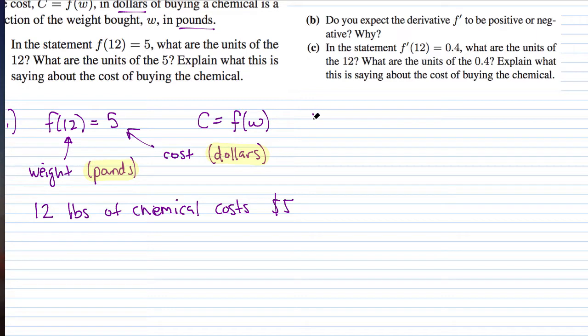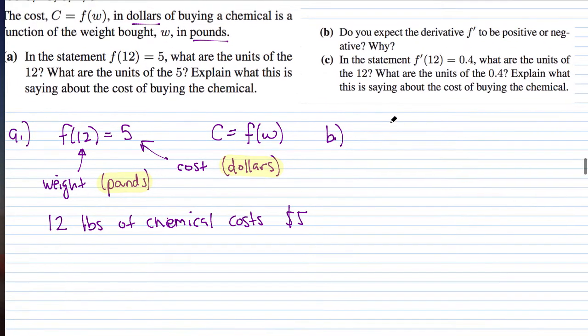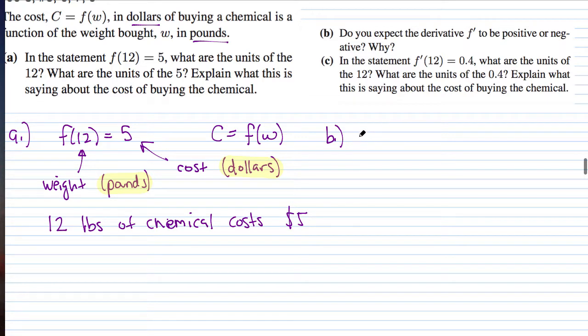Now, B says, do you expect the derivative f prime to be positive or negative, and why? Well, given that the more stuff you buy, you tend to have more cost, I would expect f prime to be positive. Basically, I'm saying that the slope should be positive because more stuff, more chemical, should cost more.